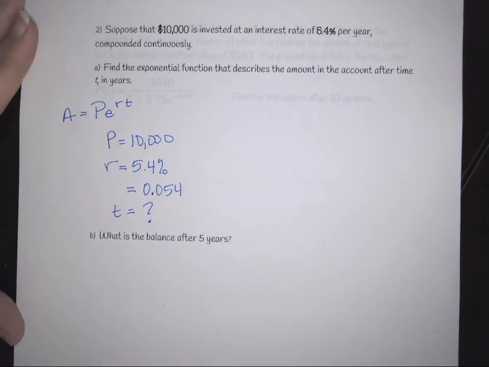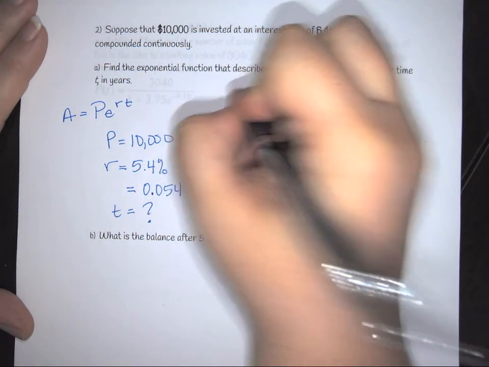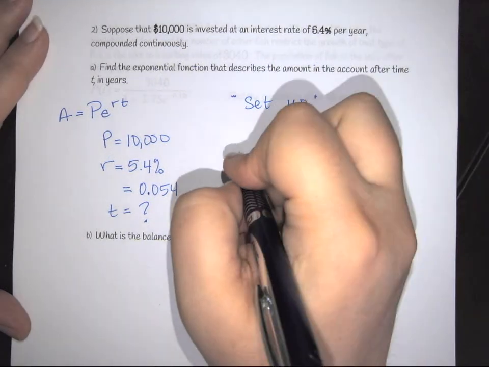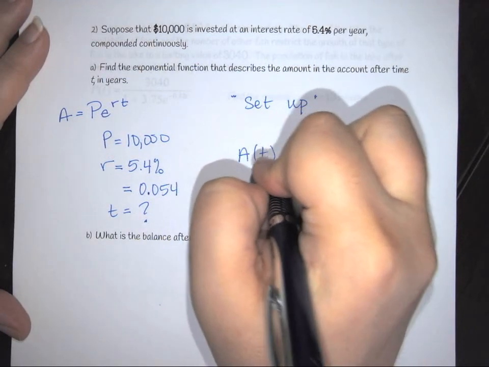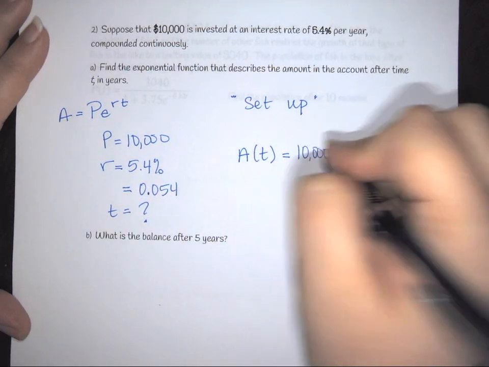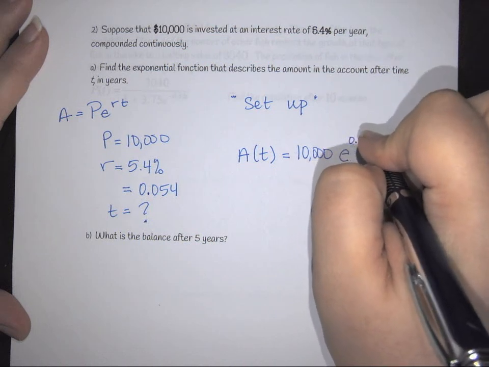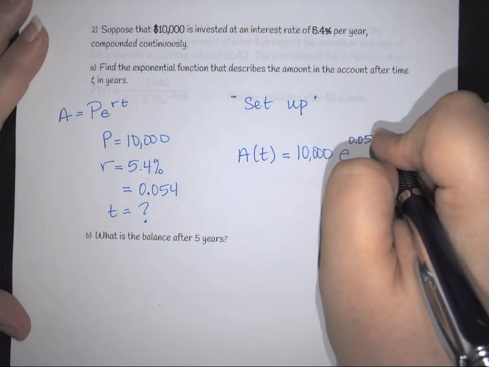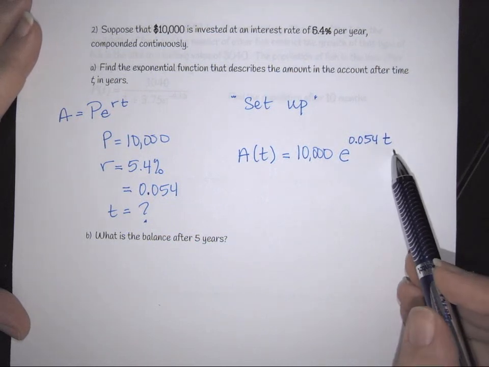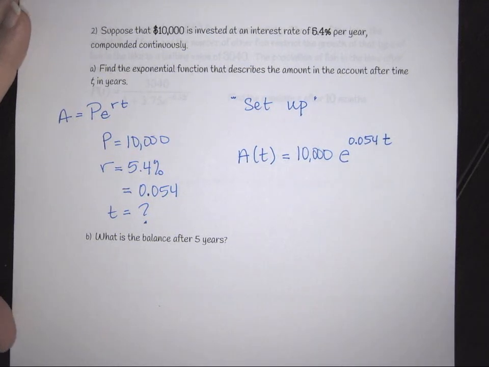So in other words, this one is your setup problem. We need to write the equation to use. So I have my A of T is equal to P, so 10,000, e to the R, 0.054, and then T, because T is the unknown quantity. Now, since T is the only variable left in this problem, we have written the problem correctly.